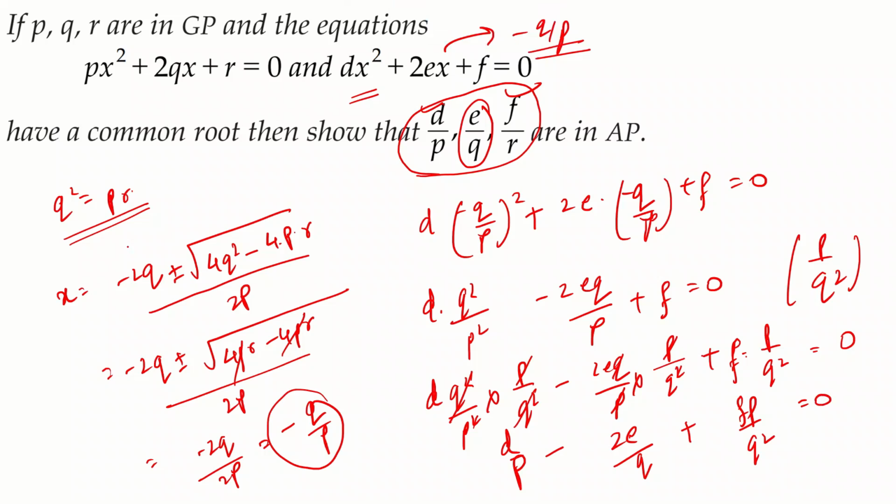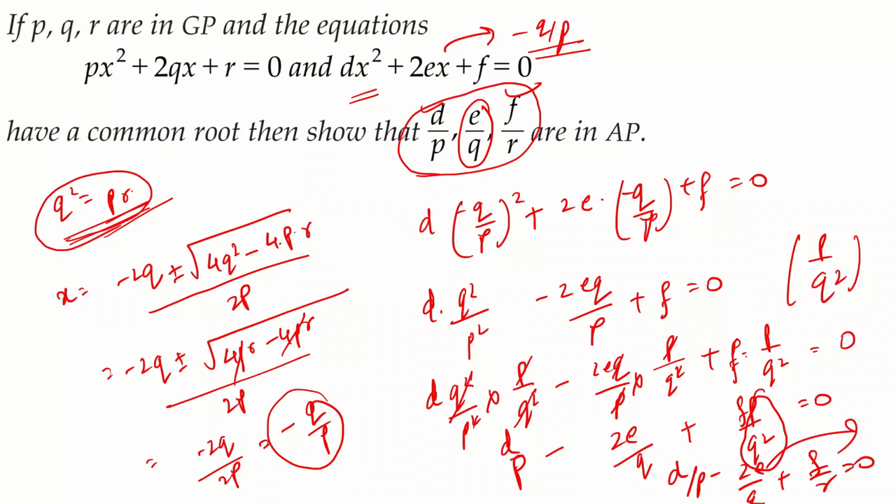Now if you observe that P by Q square, from here we get that P by Q and R by R. So I actually get what is required. So we get D by P minus Q plus 2.